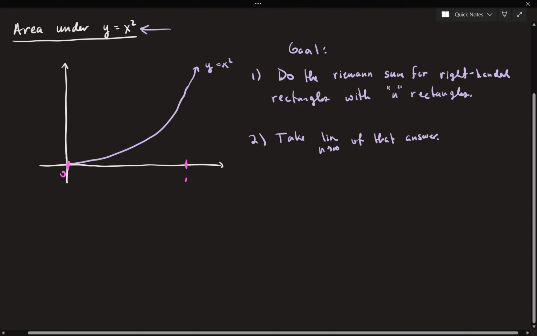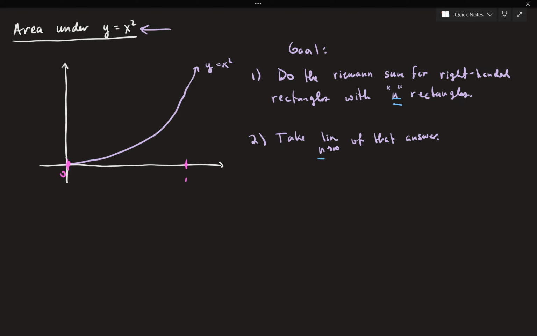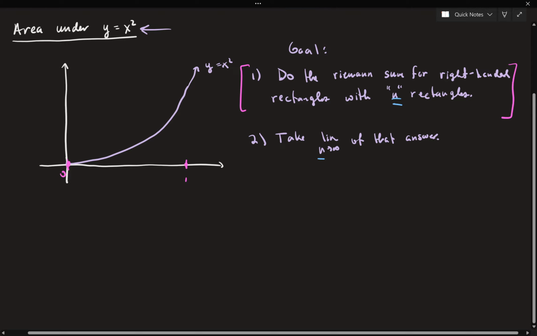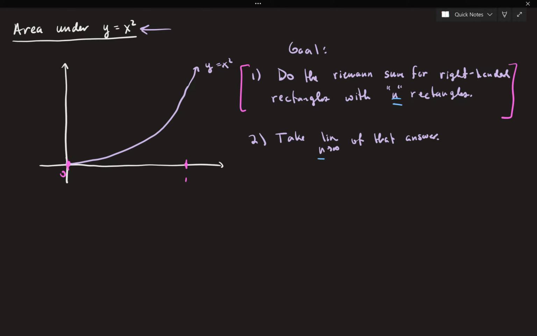Why? Because n is the number of rectangles, and if I take that limit, letting there be infinitely many rectangles, in other words increasing the number over and over, that overshooting or undershooting should just go away. So the first part of the video, which is going to be basically all of it, is the first task. And this is going to be just like the other example we did before, except I haven't told you how many rectangles. I'm just using an unspecified n.